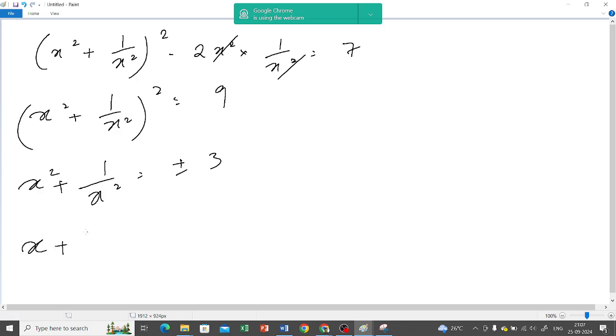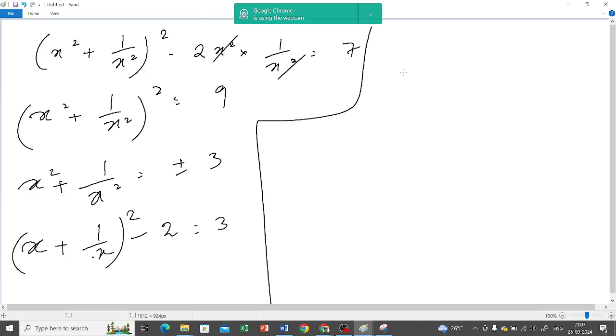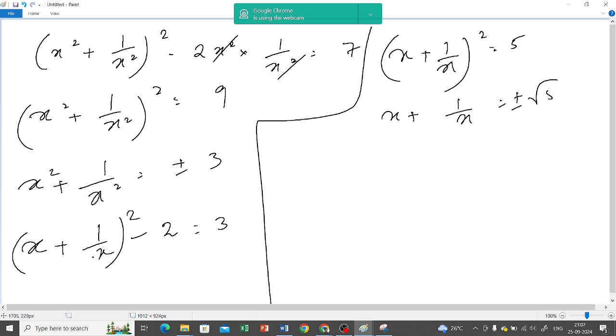Now we'll again start the same thing. x square plus 1 by x square is going to be what? (x plus 1 by x) whole square minus 2 times x into 1 by x, that is 1, equals 3. Are you understanding, Shritama? Yes, sir. So that is going to be 5. So x plus 1 by x equals plus minus root 5, right?